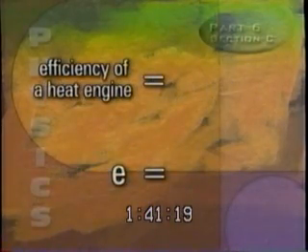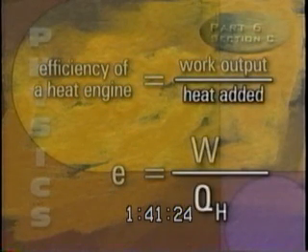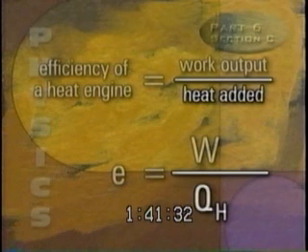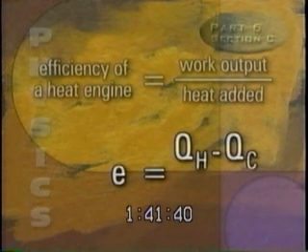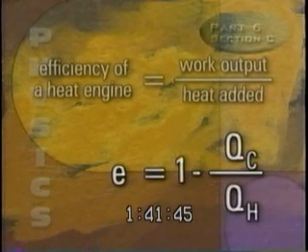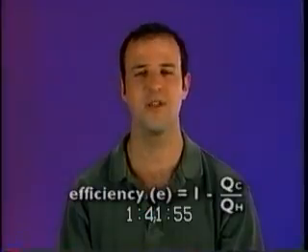We can evaluate the efficiency, E, of a heat engine by dividing the work output by the heat that's put in, Q sub H. That's E equals W over Q sub H. And if we substitute the equation for work we just found, Q sub H minus Q sub C, into the equation for efficiency, we get that E equals Q sub H minus Q sub C all over Q sub H. That simplifies to E equals 1 minus Q sub C over Q sub H. Now that we've got the equation for efficiency, 1 minus Q sub C over Q sub H, let's do a problem.